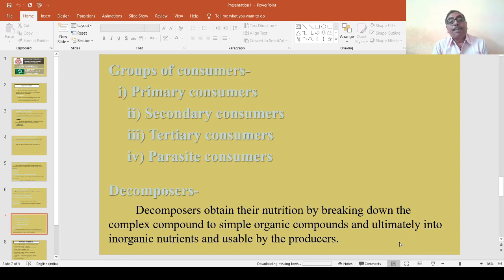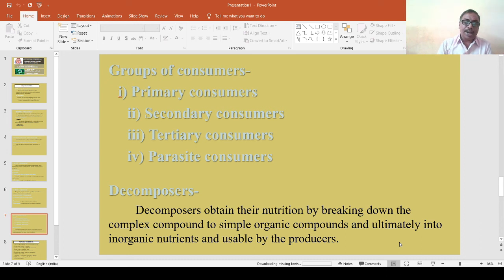Then the parasite consumers. These parasite plants and animals utilize the living tissues of different host plants and animals. Dead parts of animals and plants are eaten by these consumers. And next one is decomposers. Decomposers obtain their nutrition by breaking down the complex compound to simple organic compounds and ultimately into inorganic nutrients usable by the producers. Various bacteria and fungi are decomposers.